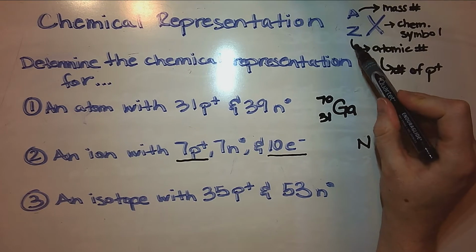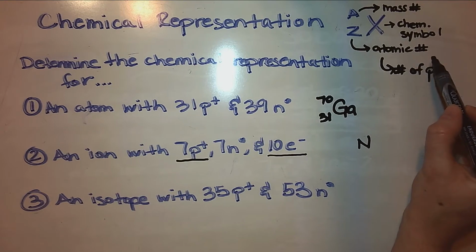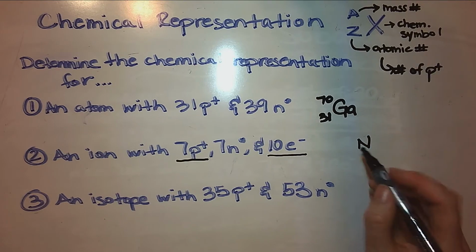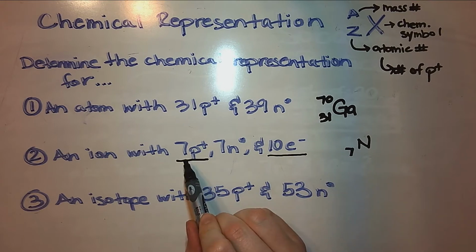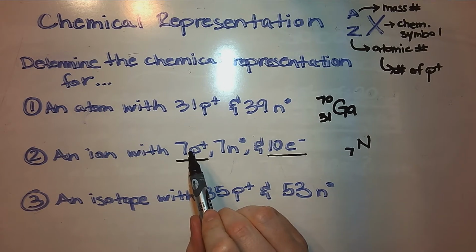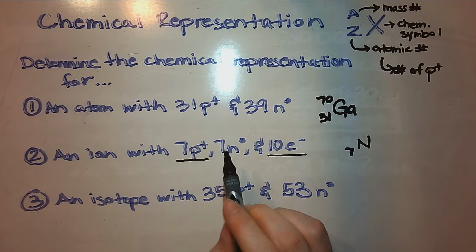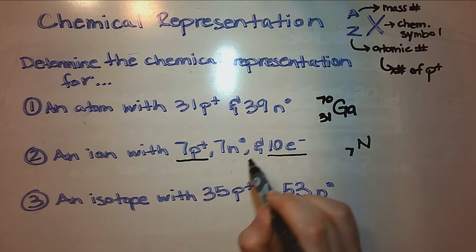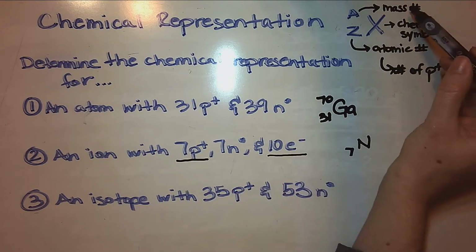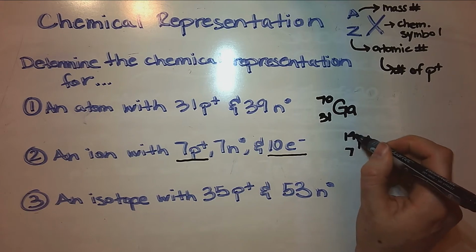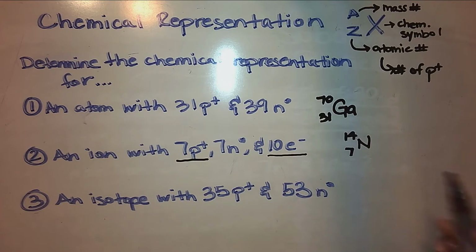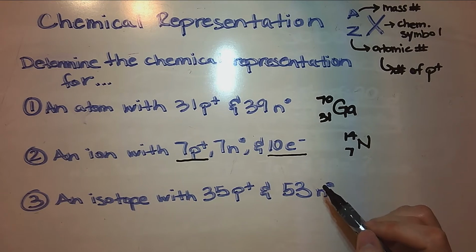So I'm going to go ahead and plug in the bottom number, the atomic number or proton number, 7. For my mass number, if I know my number of protons and my number of neutrons, I just add those two together to get my mass number. So 7 plus 7 is 14. Now, I'm not quite done yet.